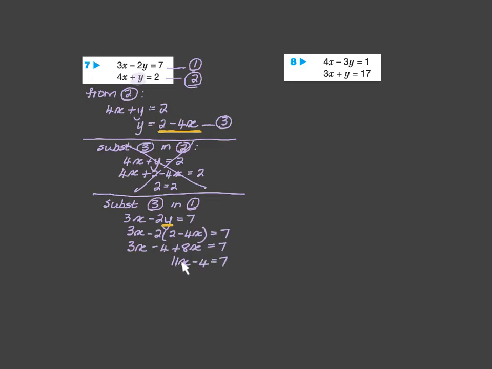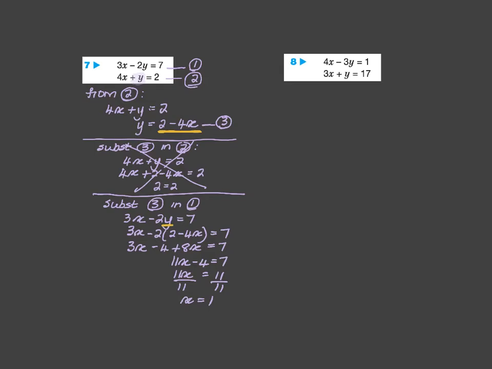To isolate my x term, I'm going to add 4 to both sides, and so I have 11x minus 4 plus 4 is 0, is equal to 7 plus 4 is 11. Divide both sides by 11, and I get the answer x is equal to 1. So now I have found x, and I still need to find y. So I can substitute in equation 3, where y is already the subject of the formula.